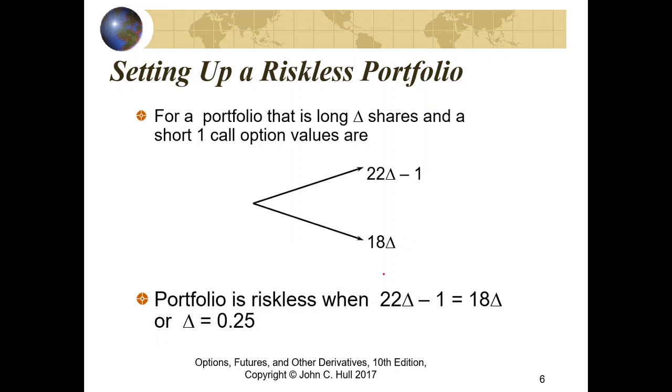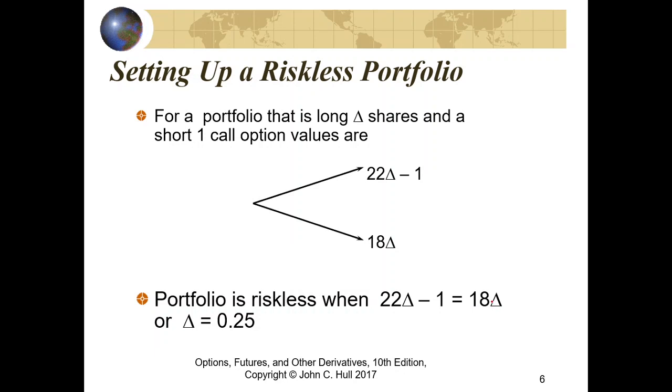Now, can I set up a riskless portfolio? Well, what do you mean by a riskless portfolio? It means that whether the price went up or the price went down, the portfolio will have the same value. Can we do this? Well, if we equate the value of the portfolio when the stock goes up to the value of the portfolio when the stock goes down, it will have this form. So 22 times delta minus 1 is equal to 18 times delta.